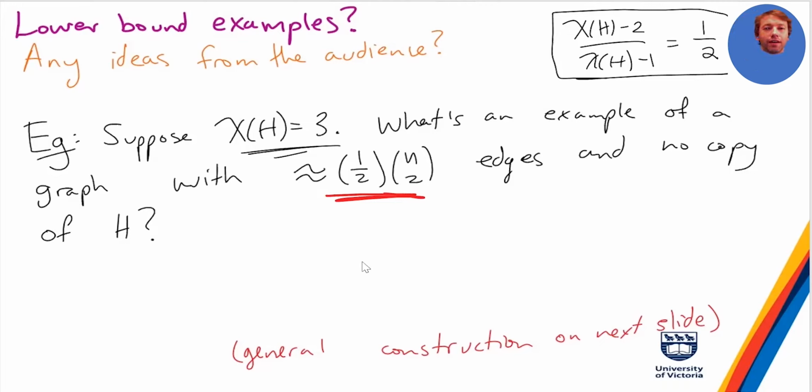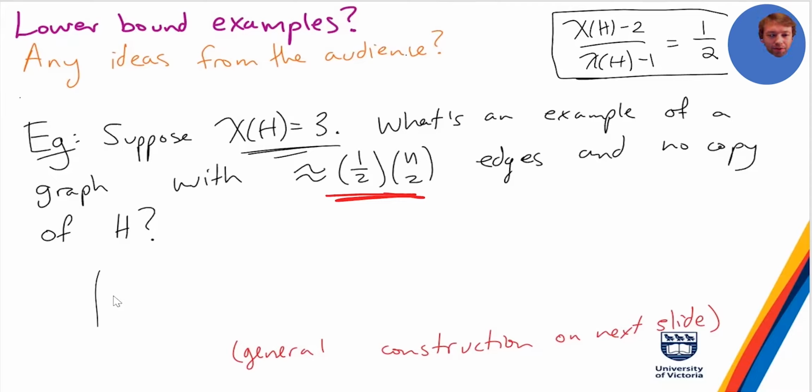So any ideas? How would I avoid H? I don't really know anything about H except for its chromatic number. H could be a triangle, it could be a 5-cycle, it could be the Petersen graph. How would I avoid all of those things? I think thinking about the triangle is a bit of a hint. Yeah, exactly. Make it bipartite.